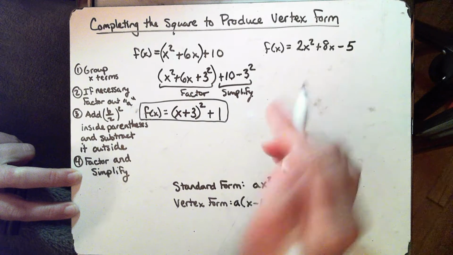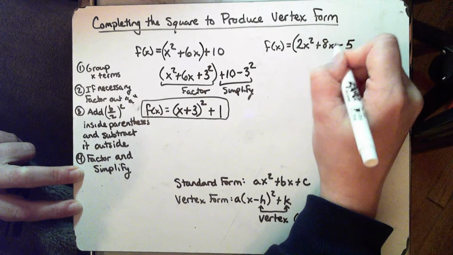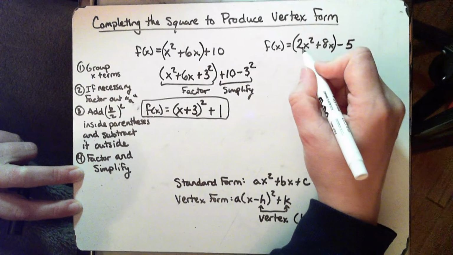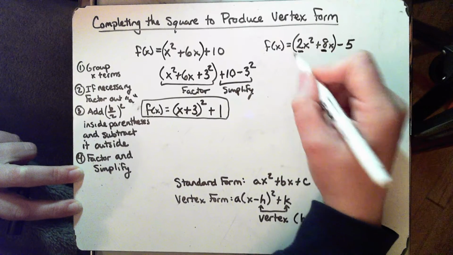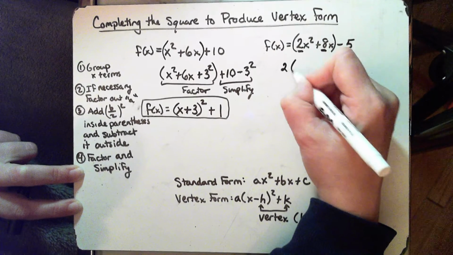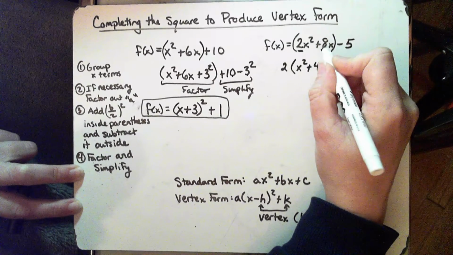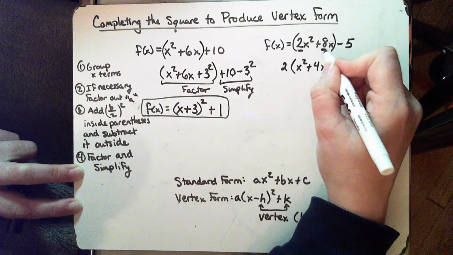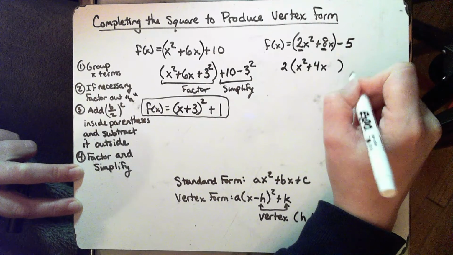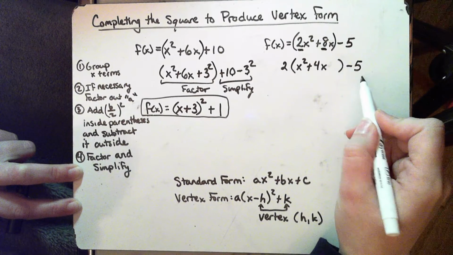Now I'll show you another example. This time there's going to be an a number. So again, I'm going to group these terms, but I'm going to factor the 2 out from this. So the GCF is going to be 2. So I divide each term by 2. And even if it doesn't go evenly here, you still have to divide it by that leading coefficient there. Okay, so this is what I have now that I've factored.